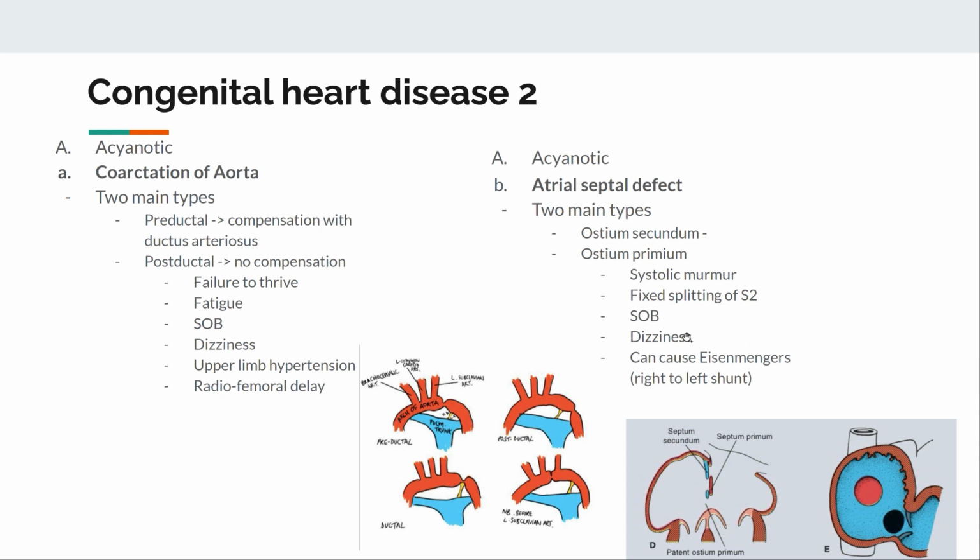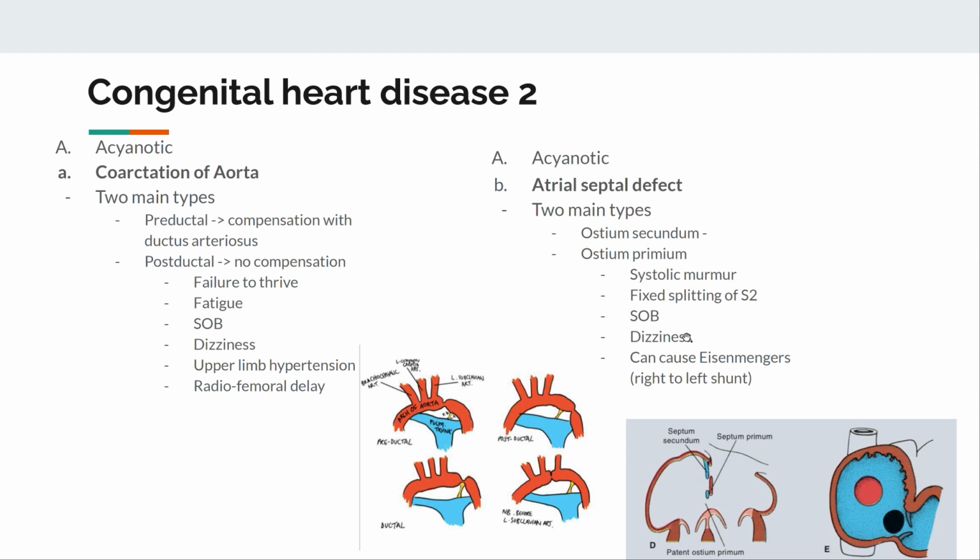And so you get a systolic murmur with an atrial septal defect. You get fixed splitting of S2, meaning that the aortic and pulmonary valves shut at different times. That's essentially what splitting of S2 means. You get shortness of breath and you get dizziness. And you can also get something called Eisenmenger's, which is a right to left shunt. And this is essentially when an atrial septal defect turns really bad.